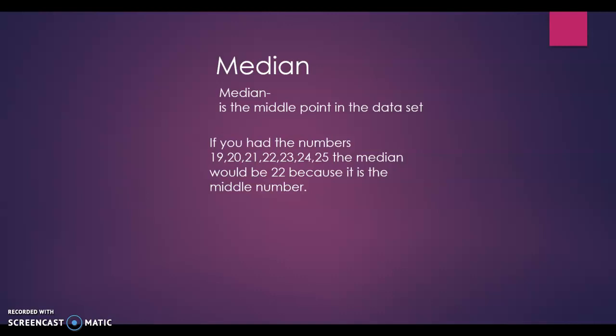Next is the median. Median is the middle point in the dataset. If you had the numbers 19, 20, 21, 22, 23, 24, and 25, the median would be 22 because it's the middle number.